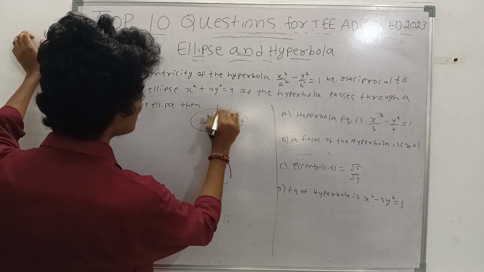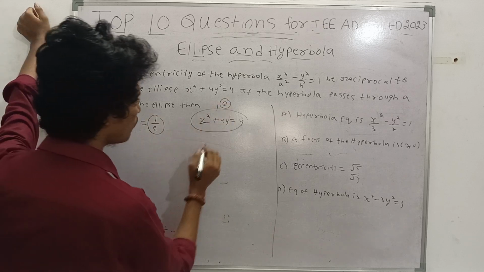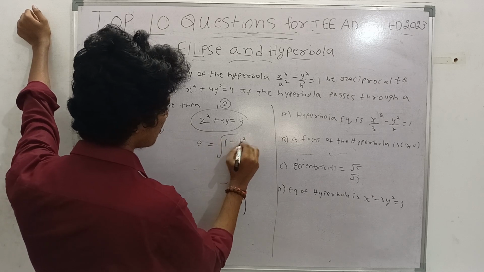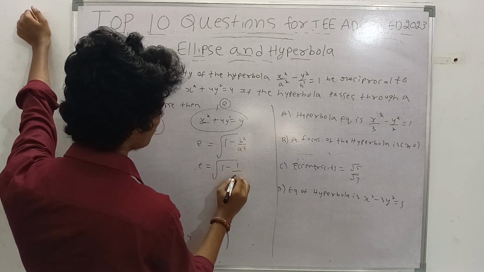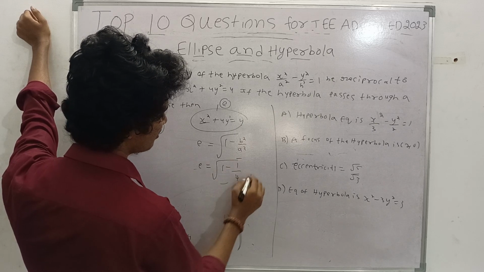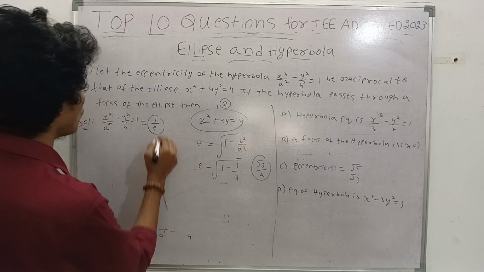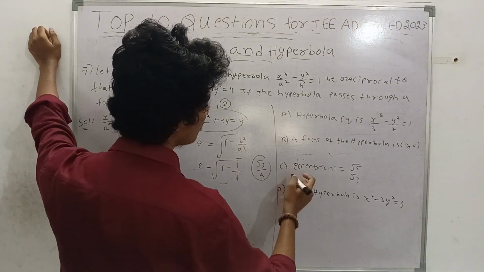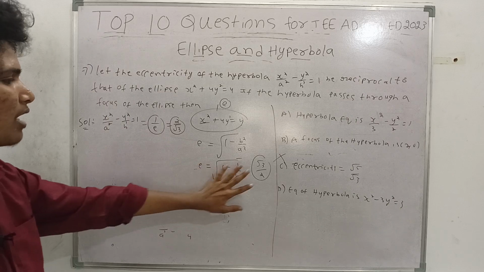If the eccentricity is e, then this eccentricity is 1 by e. So now we can find the eccentricity here. Eccentricity is 1 minus b square by a square, so eccentricity can be root of 1 minus 1 by 4. It will be root 3 by 2. So if it is root 3 by 2, what will it be? It will be 2 by root 3. They gave 5 by root 3, so it will be wrong. Have you understood? It will be 2 by root 3 and not 5 by root 3.